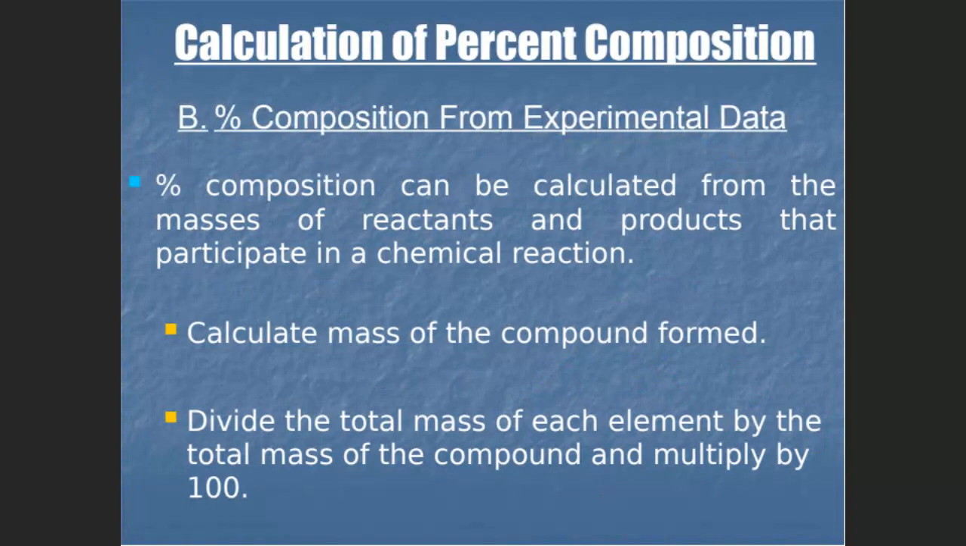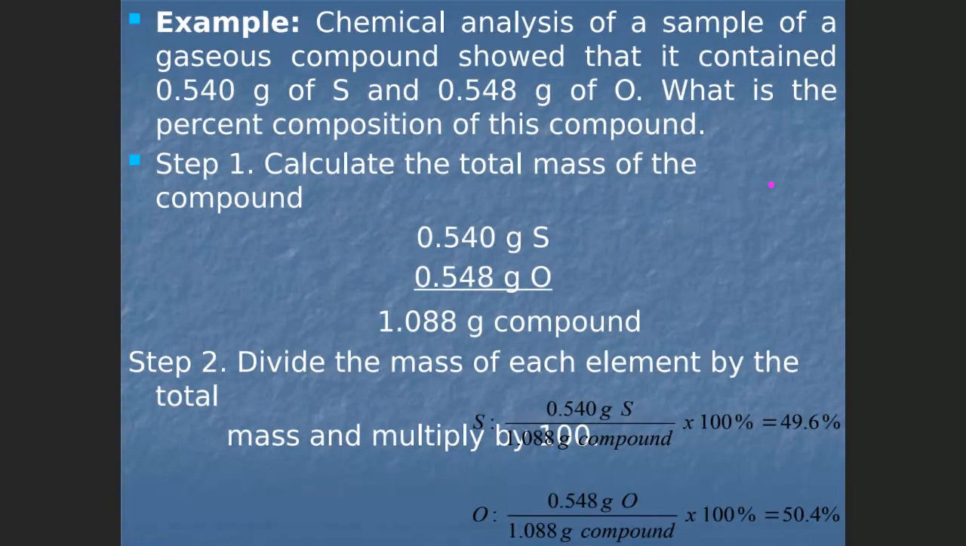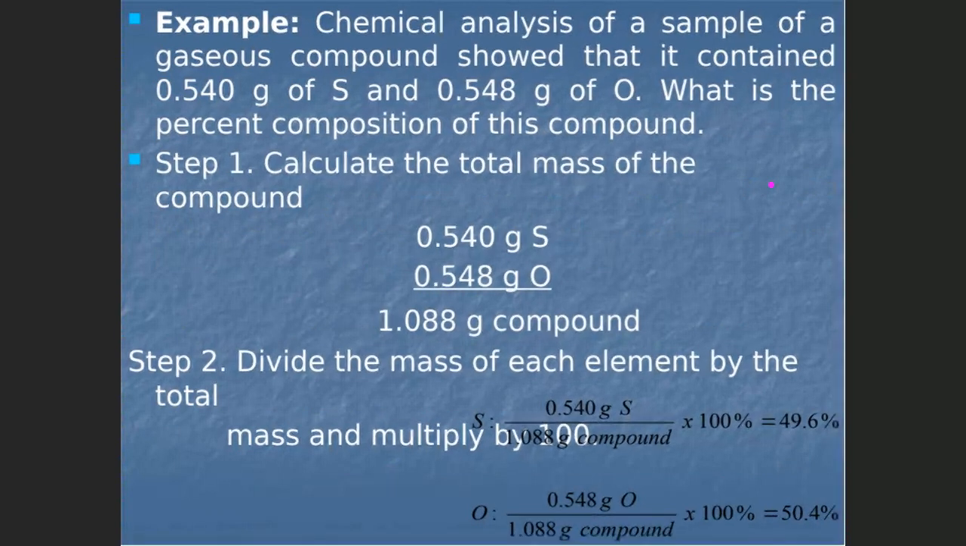Percent composition from experimental data. Sometimes they don't give it to you directly. So in that case, let's go directly to the example, because the example will tell you the same thing. Let's see the example. Chemical analysis of a sample of a gaseous compound shows that it contained 0.54 gram of sulfur and 0.548 gram of oxygen. What is the percent composition of that compound?